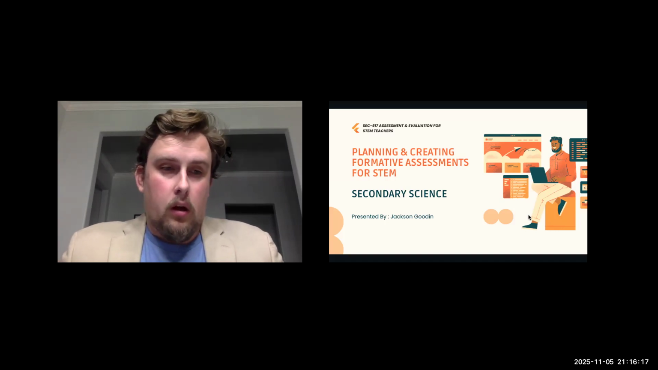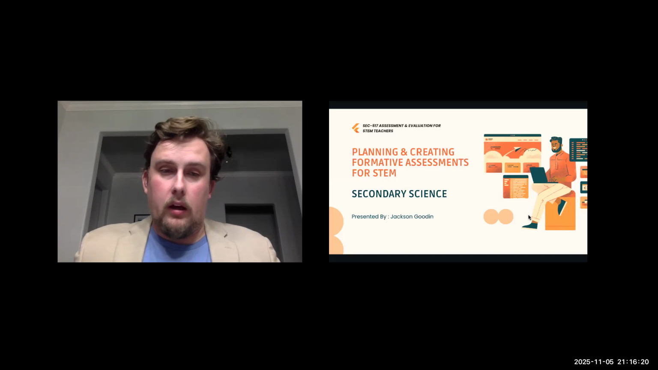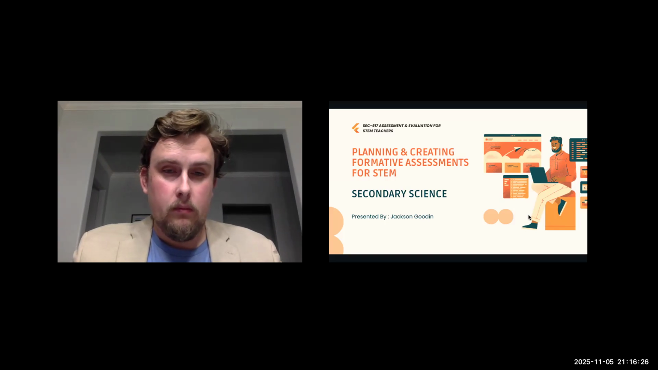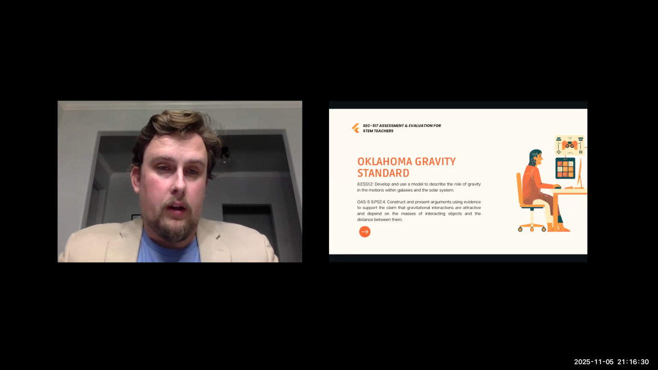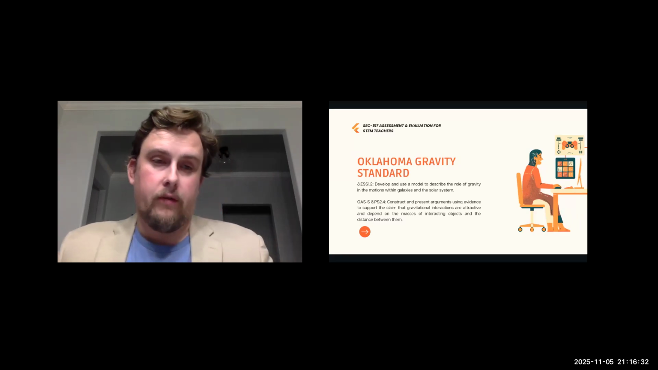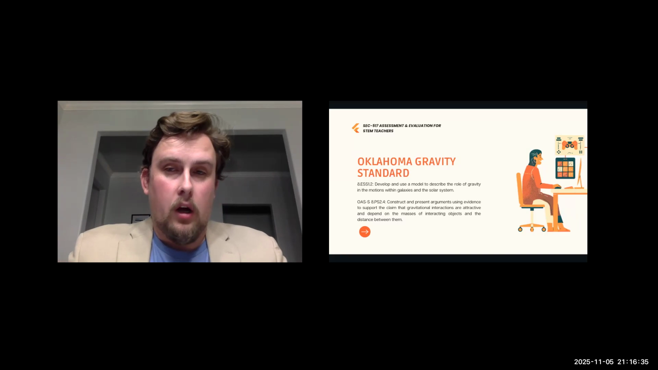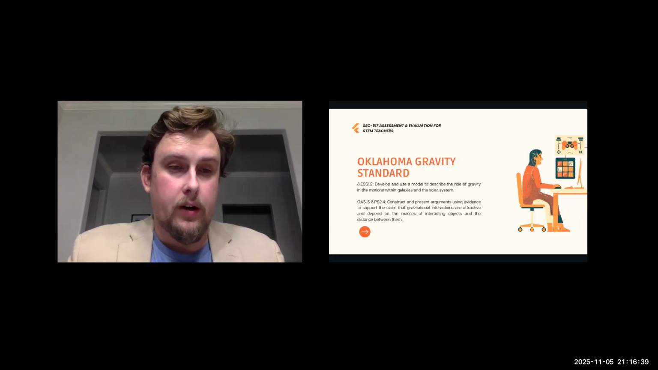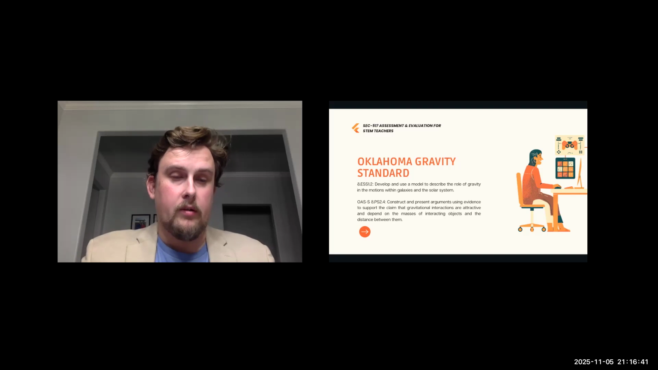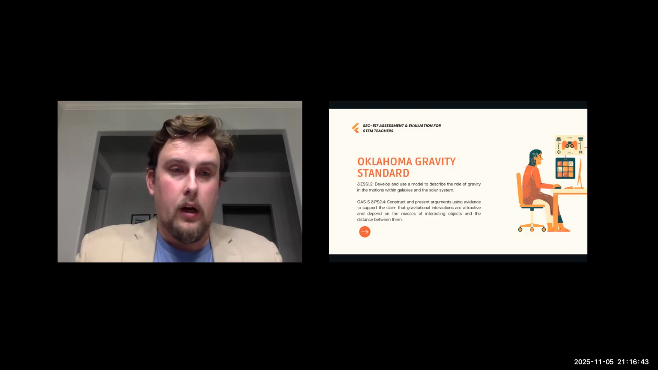The standards that I linked will be from the topic 3 assignment, and this is going to be over secondary science. So the Oklahoma standards regarding the gravity portion of secondary science: the first concept will be linked to the first standard, and then the second concept will be linked to the second standard.